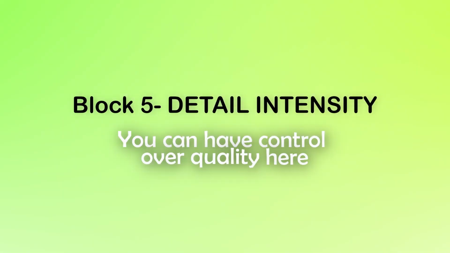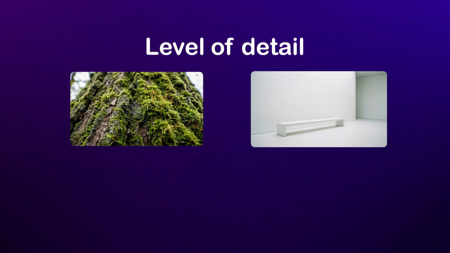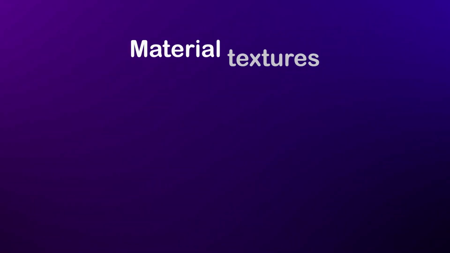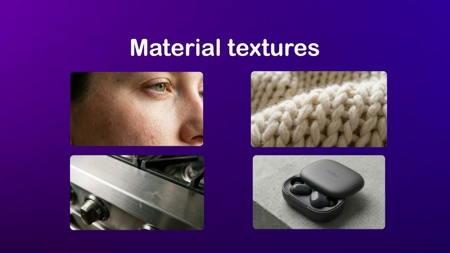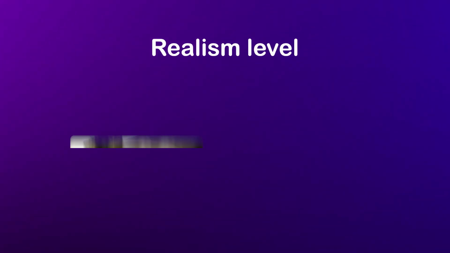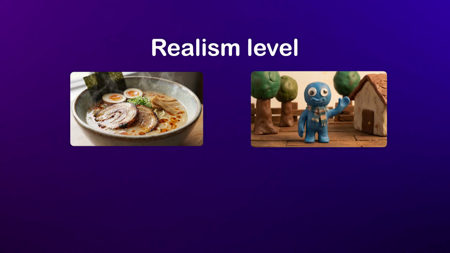And the fifth block, detail intensity. You can have control over quality here. Level of detail. If you want your images ultra detailed or clean minimal or something stylish. Material textures. Something like natural skin, soft fabric, brushed metal, matte plastic. And third one, realism level. If it should be photorealistic or stylish realistic or illustrative. Product ad needs ultra detail. Instagram might need stylish softness. And you will have the control.